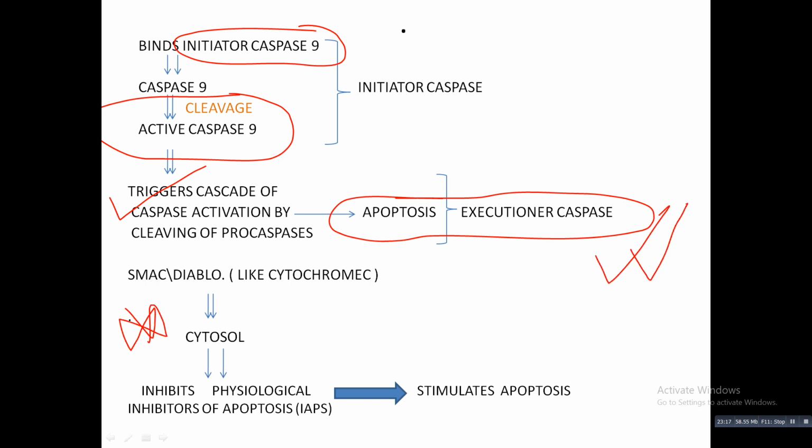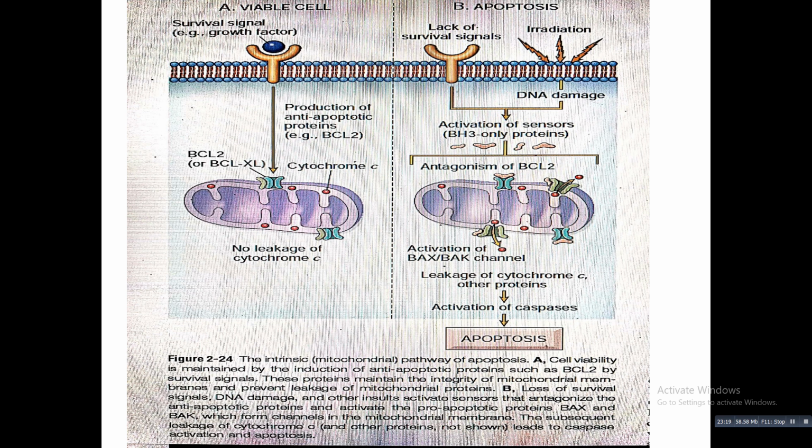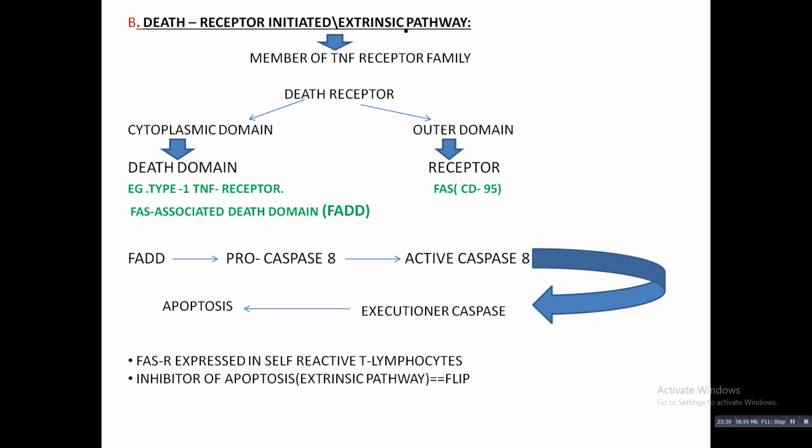Now we come to the second mechanism, the minor mechanism of apoptosis, that is the death receptor initiated or the extrinsic pathway. As we know, the death receptor is a member of the TNF receptor family. The death receptor has two domains, one is the cytoplasmic domain and another is the outer domain. I will show you in the diagram. Look over here. There is a cytoplasmic domain, that is the death domain, and there is an outer domain.